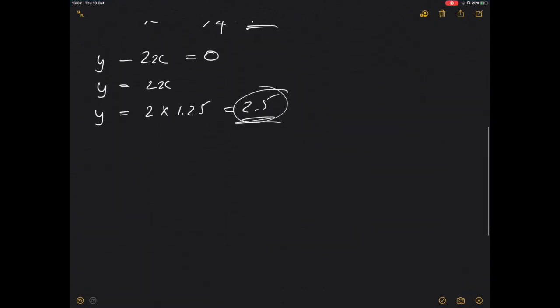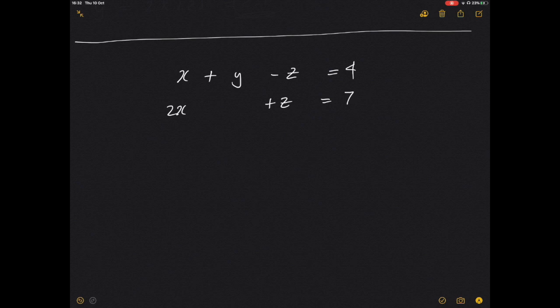So that's just a simple method of looking at this, but perhaps we want to look at something slightly more difficult. Perhaps we have something using 3 coordinates in 3 dimensions. So what happens if we have the equations x plus y minus z equals 4, and 2x plus z equals 7, and 3x minus 2y equals 5. We can call these equations 1, 2, and 3.